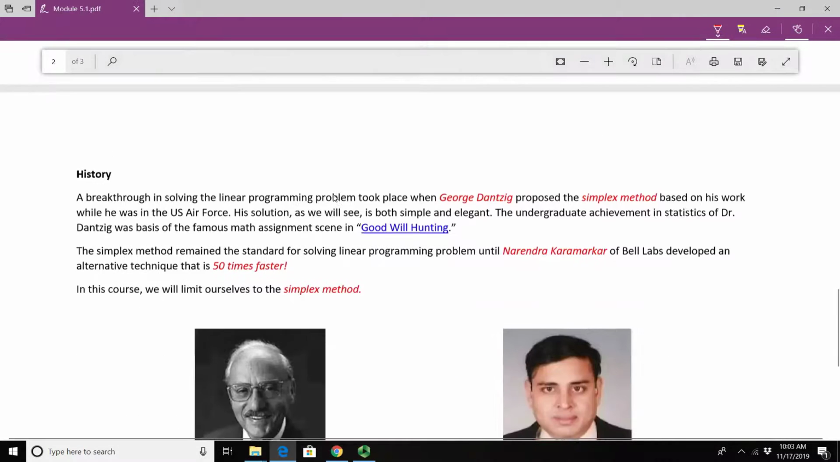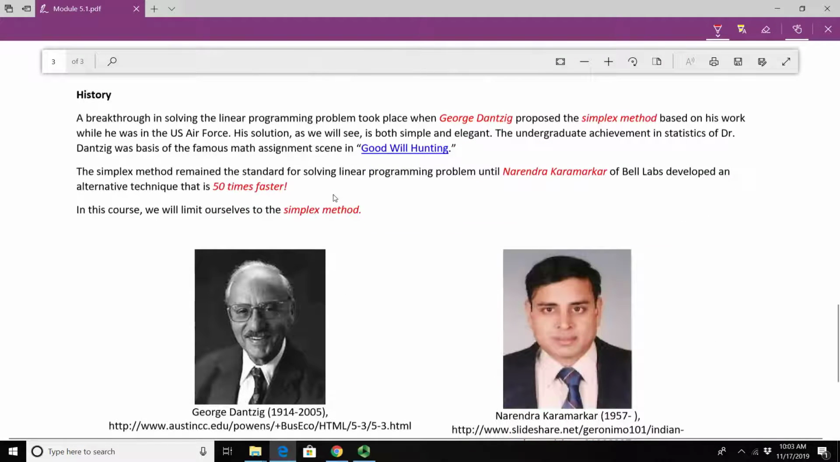So let's see what we have. A little bit of history. This will not be coming in the test, so you can turn off the video now in case you are not interested in history. The problem was first solved by George Dantzig, who proposed the simplex method as a way to solve a linear programming problem. He was serving in the Air Force at the time, and his solution is simple and elegant, as we will see later.